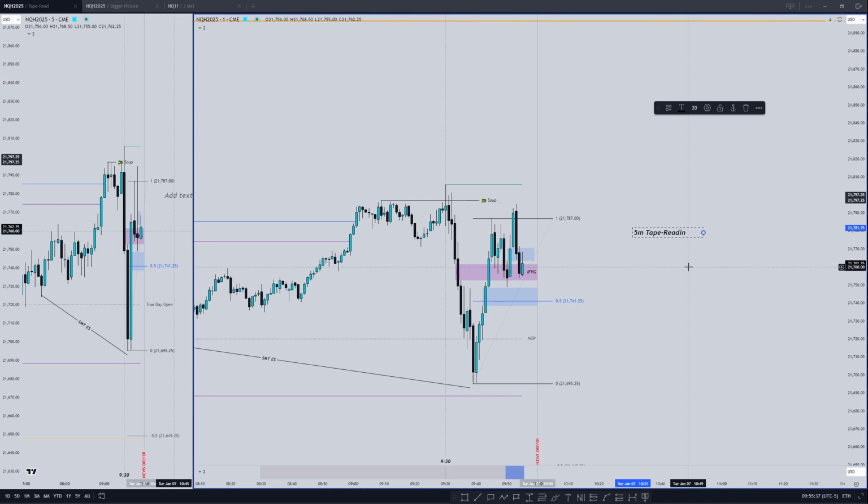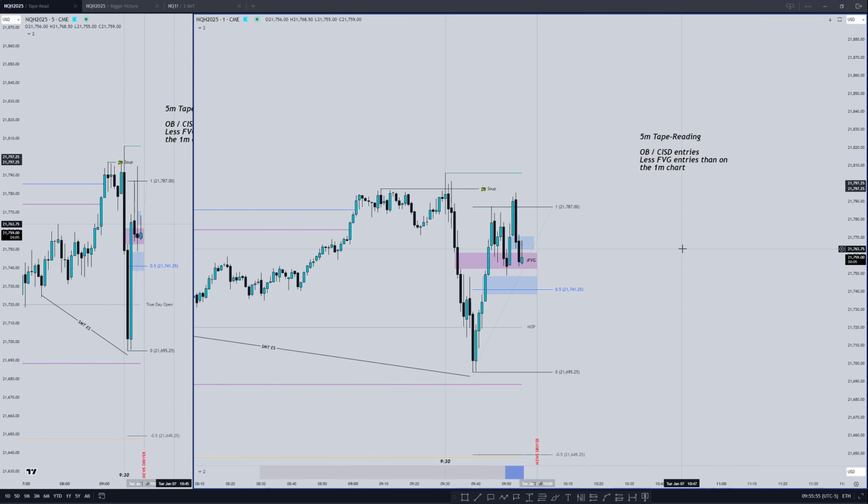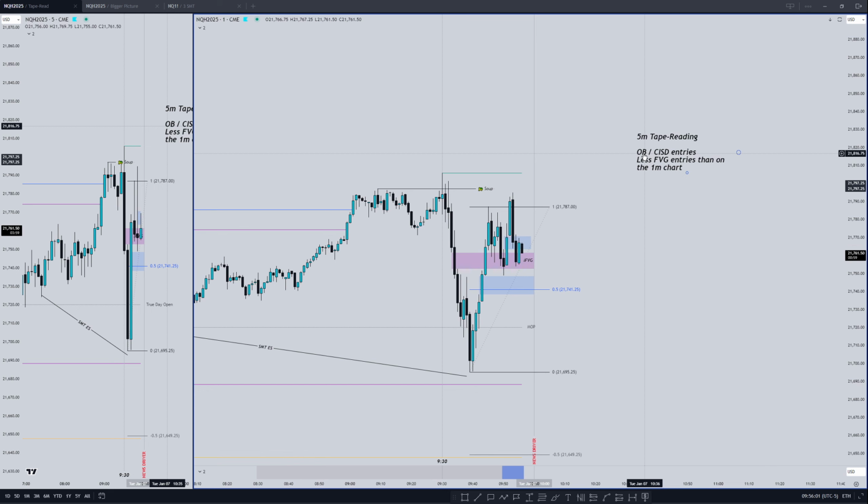tape reading, understand there's going to be more order block / sys-D entries on the 5 than there is on the 1, but you're going to have fewer fair value gap entries than on the 1-minute chart. So it's good to keep that in mind if you want to trade the 5-minute. It's best that you have some understanding of what order blocks look like, high quality order blocks, sys-Ds, and how those entries serve within the greater market maker model that you're trading.